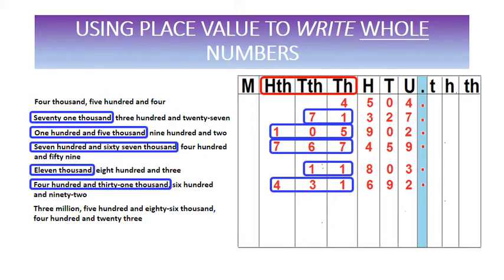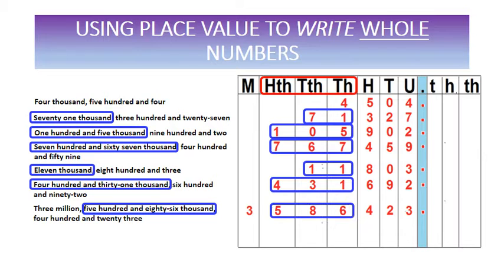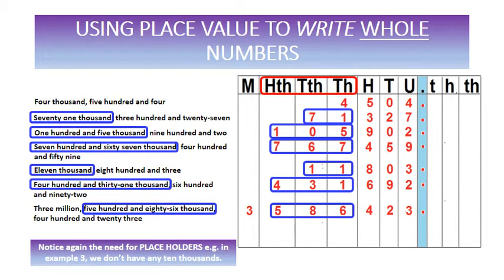And the last one, again, I've grouped the thousands together. So here we've got 586,000, so we know where that's going to go. We just need to add the 3 million, the 400 and the 23. And that's what that would look like. Notice again that we need the placeholders where we don't have any digits represented.